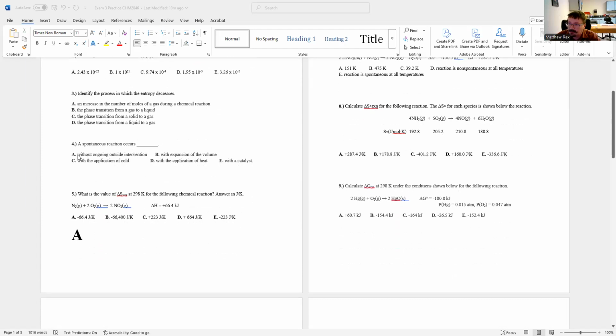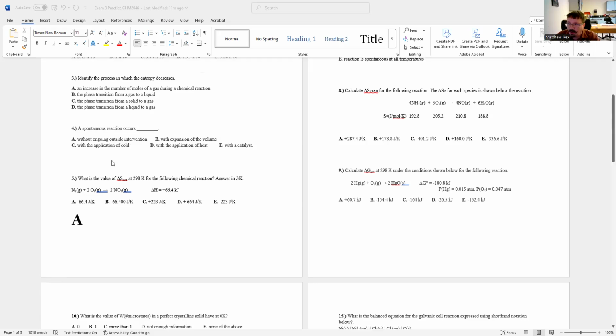Spontaneous reaction occurs without outside intervention. We're not so much concerned with heat. That will affect it, but not always in the same way. Sometimes exothermic will result in spontaneous or non-spontaneous, same with endothermic. Most basic definition: a spontaneous reaction occurs without ongoing outside intervention.